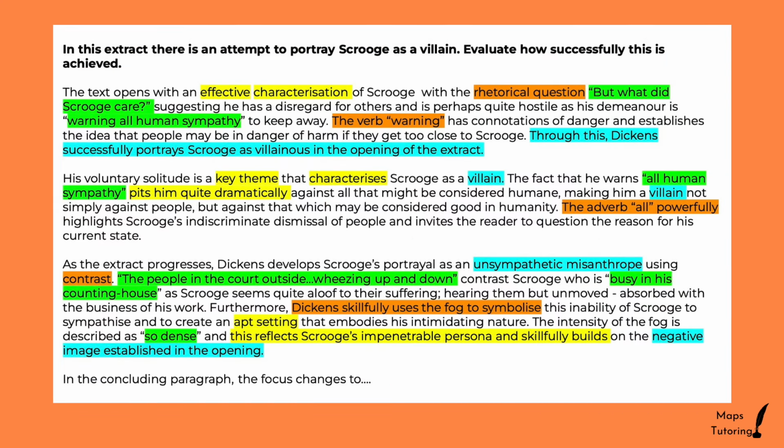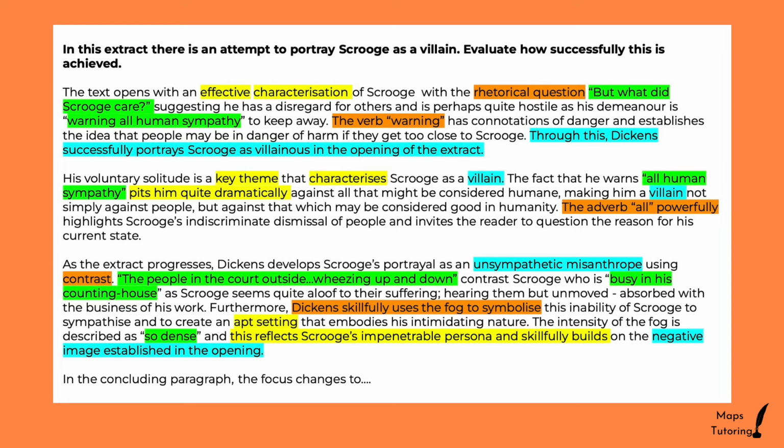I hope you've managed to have a go at your own response. We are now going to go through an example. The text opens with an effective characterization of Scrooge with the rhetorical question, "but what did Scrooge care?" Suggesting he has a disregard for others and is perhaps quite hostile, as his demeanour is warning all human sympathy to keep away. The verb "warning" has connotations of danger and establishes the idea that people may be in danger of harm if they get too close to Scrooge. Through this, Dickens successfully portrays Scrooge as villainous in the opening of the extract.